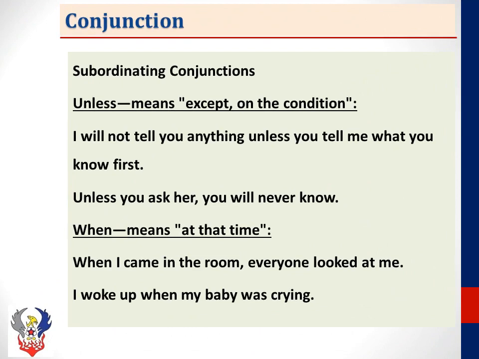Subordinating conjunctions. Unless means except, on the condition, example. I will not tell you anything unless you tell me what you know first. Unless you ask her, you will never know. When means at that time, example. When I came in the room, everyone looked at me. I woke up when my baby was crying.